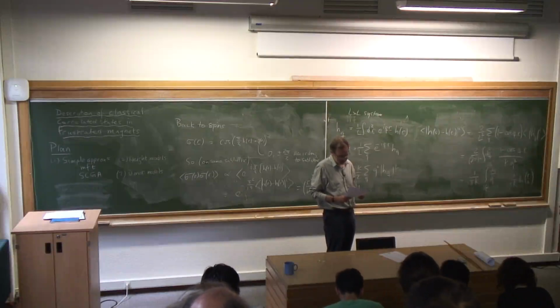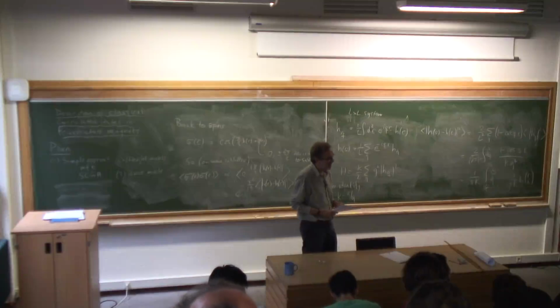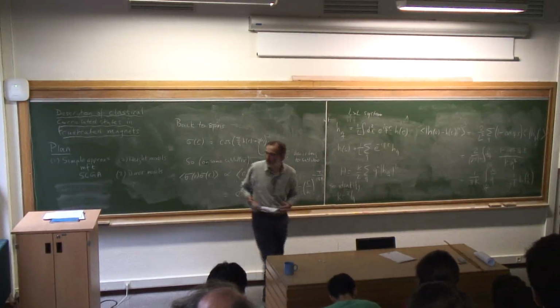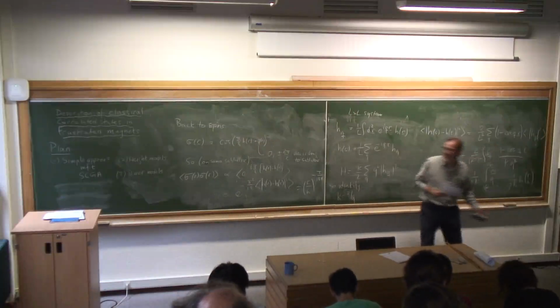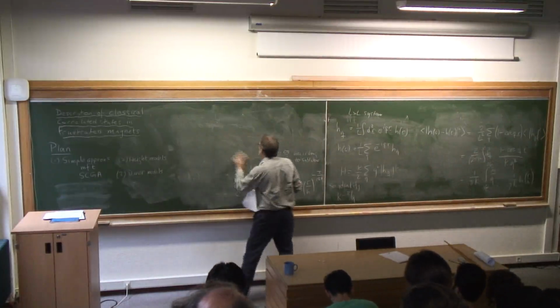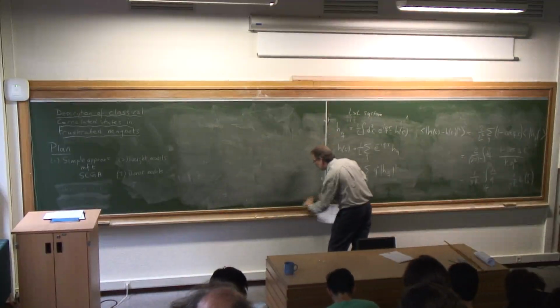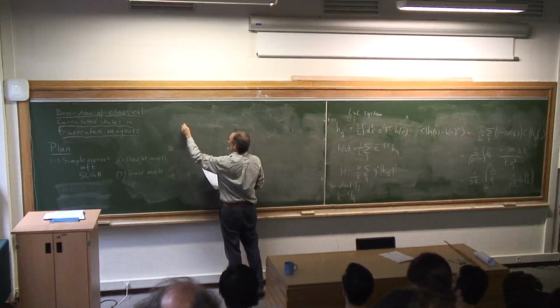Is this value above or below the critical value for the BKT transition? Vortices are unbound. So, yeah. These are all points which I wanted to make. Whether I can fit them into 5 minutes, we'll see. Okay, so there are a number of things to discuss.